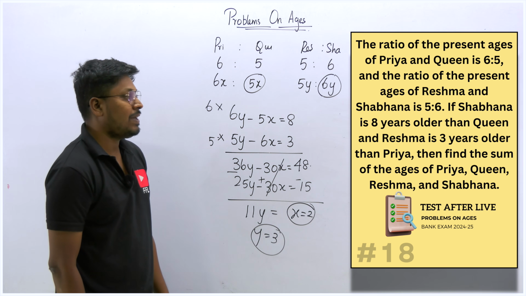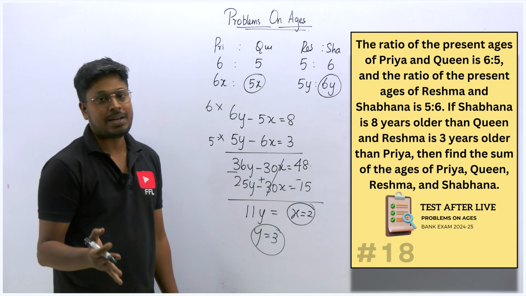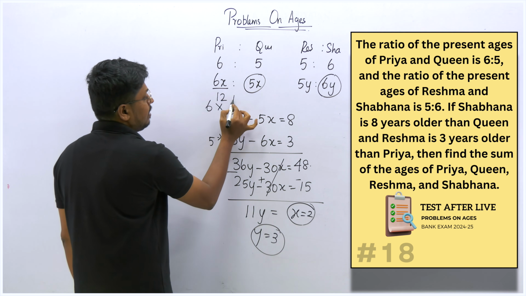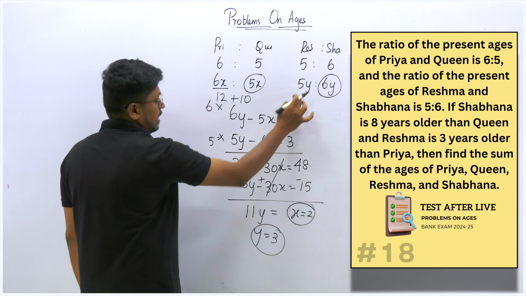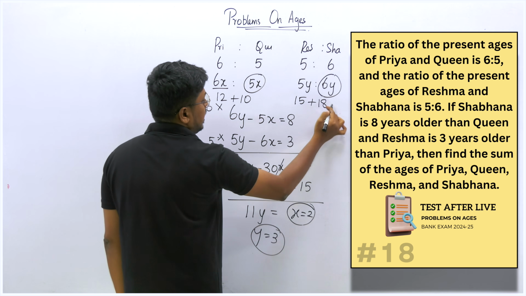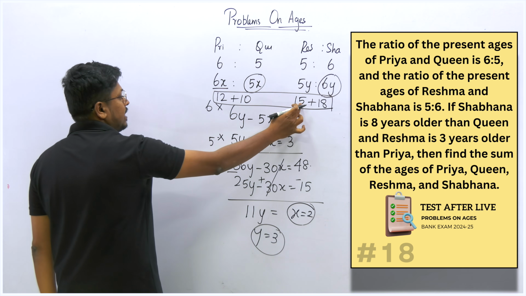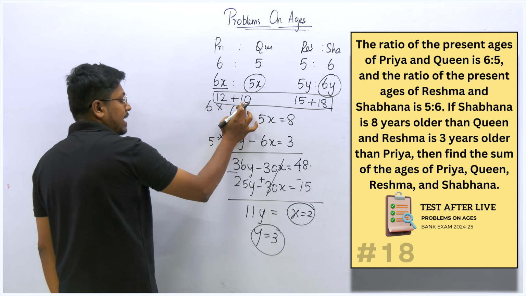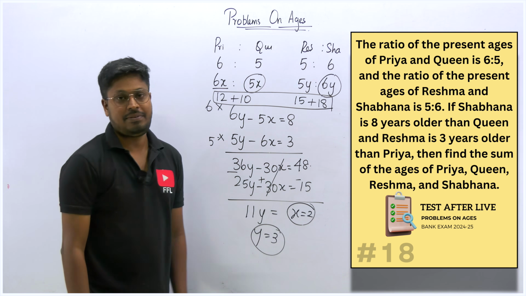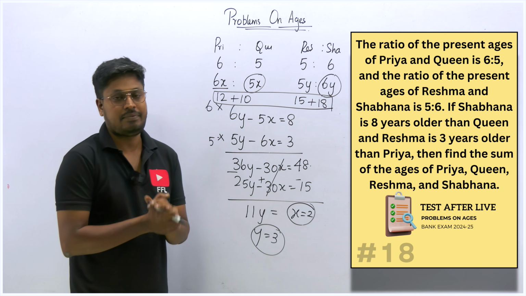Find the sum of ages of Priya, Quinn, Reshma and Shabana. So we have to find the total of all the persons' ages. x is equal to 2. Substitute here. 6 into 2 will be 12. 5 into 2 will be 10. And here y is equal to 3. So 5 into 3 will be 15. 6 into 3 will be 18. Now add all these values. 18 plus 15 is 33. 33 plus 10 will be 43. 43 plus 12 will be 55. So the total sum of the ages of all the 4 persons will be 55.